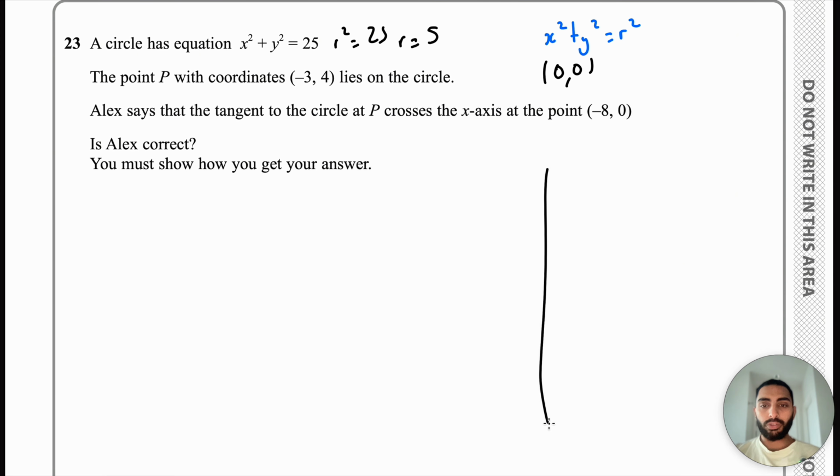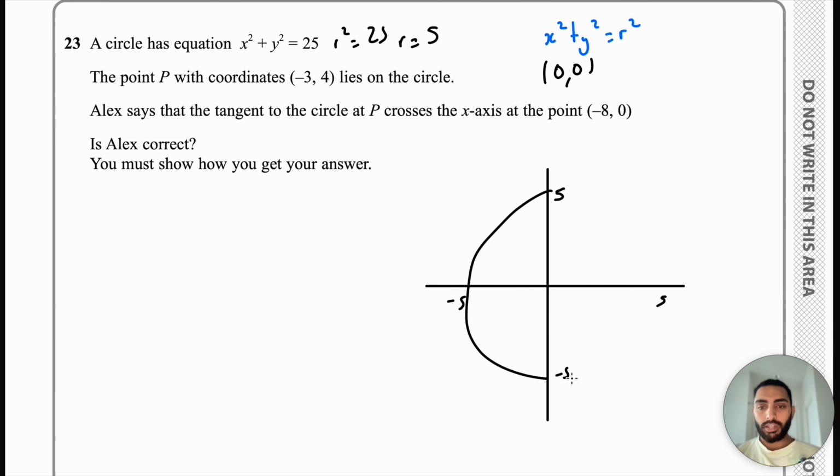Let's just draw that onto an xy graph. Because the radius is 5, it would cross the y-axis at 5 and -5, and the x-axis at 5 and -5. Just drawing that circle on.